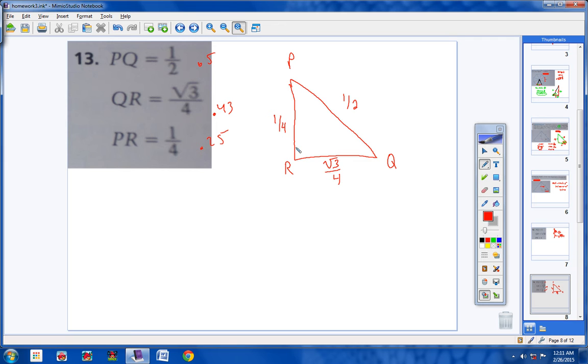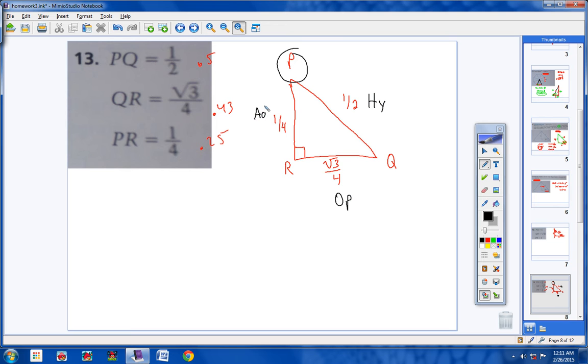Now let's find the angles, okay? Well, here we go. First of all, choose which angle you're going to solve for first. Students, it does not matter which angle you choose first. I'm going to choose P just because I feel like it. There's no other reason. So I circle P. This is my opposite side. This is my hypotenuse. This is my adjacent, okay?